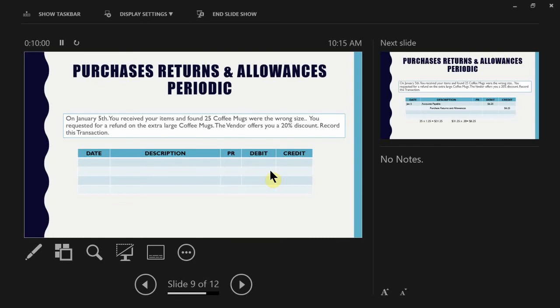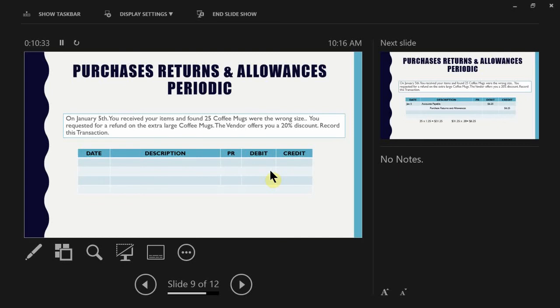So that is why they decided to say, hey, you can keep the cups and I'll give you a 20% discount because I sent you the wrong one. Are you willing to accept this discount? And in this case, yes, because if it costs you $1.25 each, you're getting a 20% discount off of that original price. So why wouldn't you take this 20% discount? So how are we going to actually record this transaction?